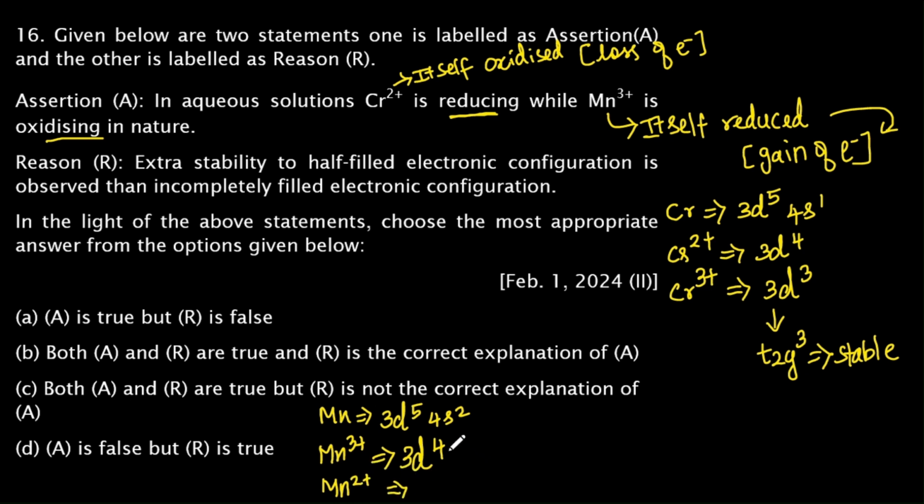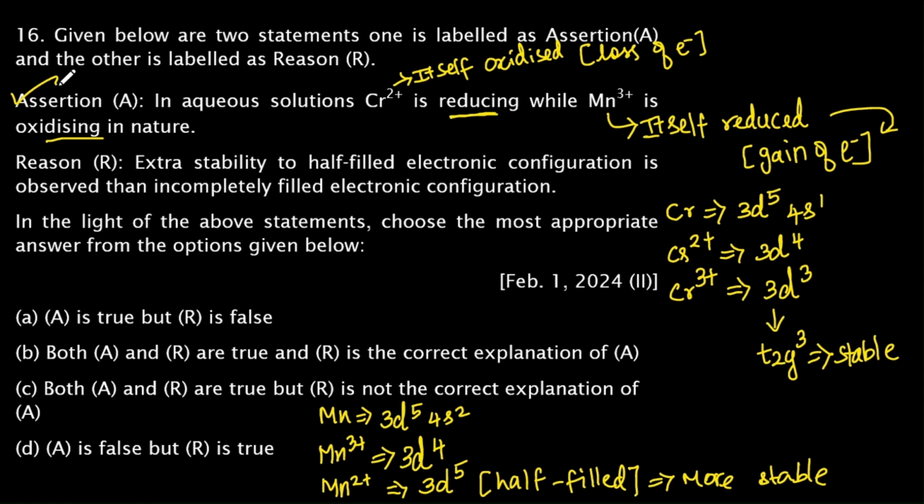And what will be the configuration? One more electron is added here, so the configuration is 3d5. So what is the 3d5 configuration? It is a half-filled d orbital configuration, and a half-filled d orbital configuration is also more stable. So both the ions act as given in that question.